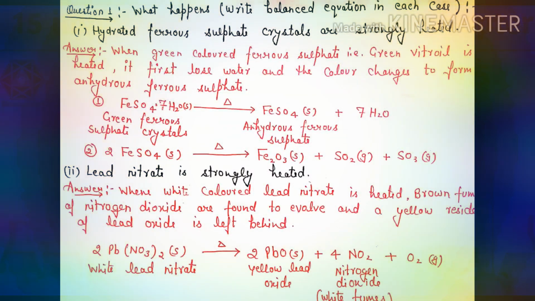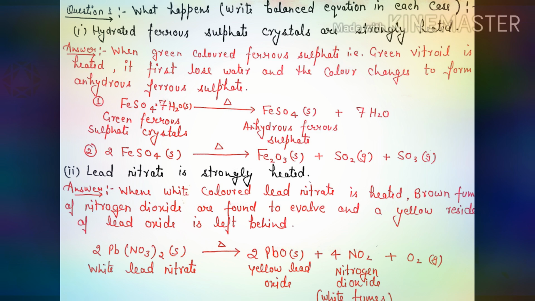Question number 1: What happens with the balanced equation in each case? Number 1: hydrated ferrous sulfate crystals are strongly heated. When green colored ferrous sulfate, that is green vitriol, is heated, it first loses water and the color changes to form anhydrous ferrous sulfate. In the second step, when ferrous sulfate is heated further, it decomposes into ferric oxide, sulfur dioxide, and sulfur trioxide.